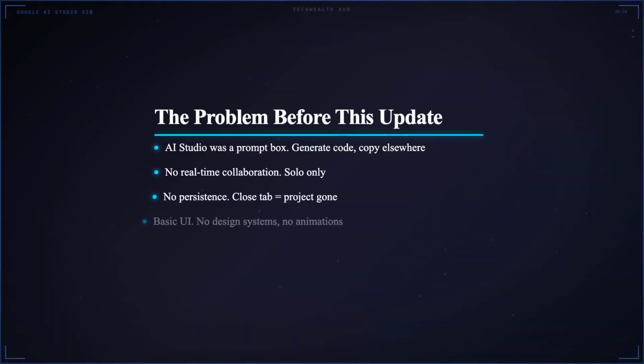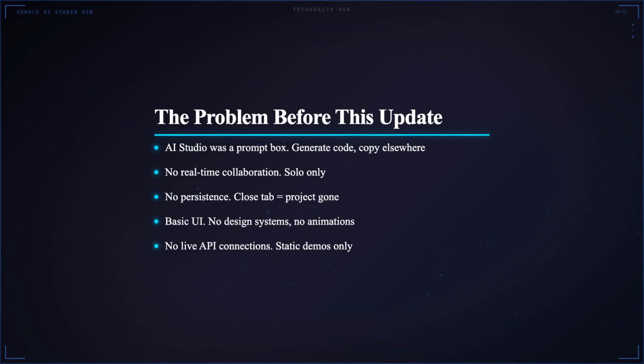Before this update, AI Studio was basically a prompt box. You type something, it generates code, you copy it somewhere else, and hope it works. No real-time collaboration. No way to connect live APIs. No persistence. You close the tab, everything is gone. And the UI components were basic. No design system support, no animation libraries, no package manager. If you wanted to build anything real, you had to leave AI Studio and use a proper IDE. That is the gap Google just closed.